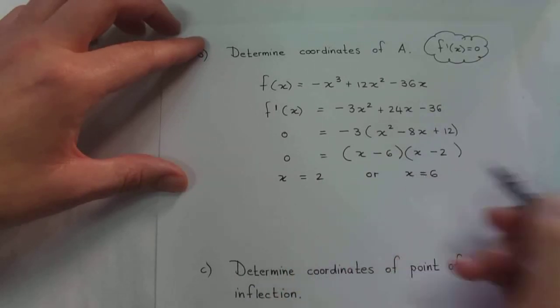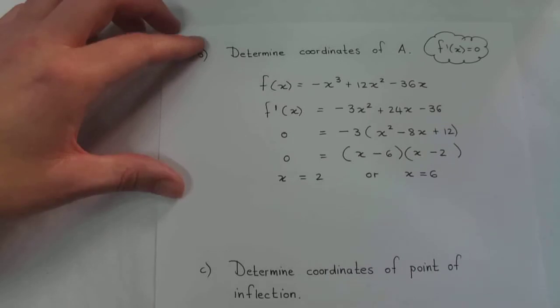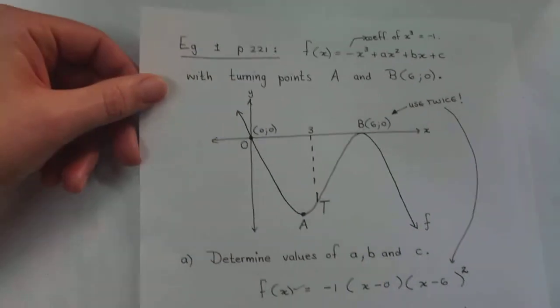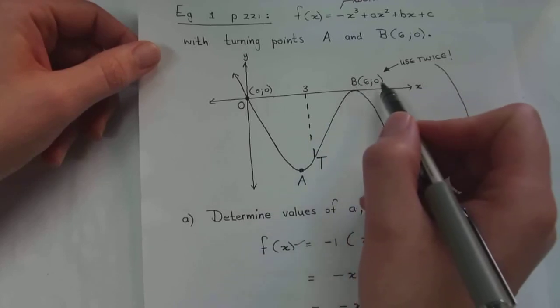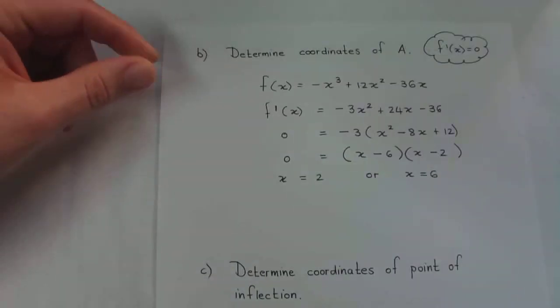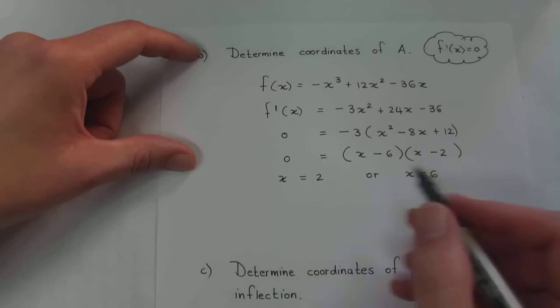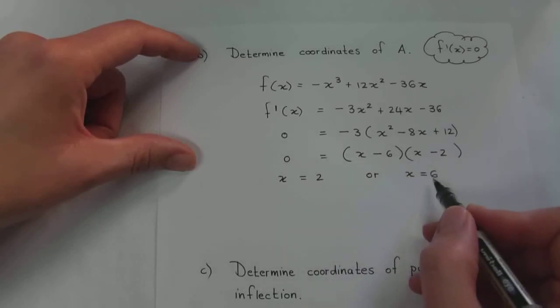Now, you shouldn't be too surprised to get that x is equal to 6. Why? Because we were actually given one of the turning points, B. B was the point (6; 0). So that's how I know this is the correct answer, because now I've gotten that turning point B, x equals 6.